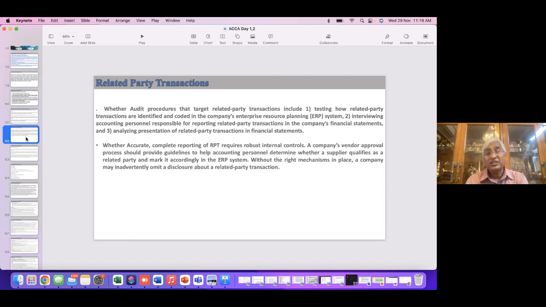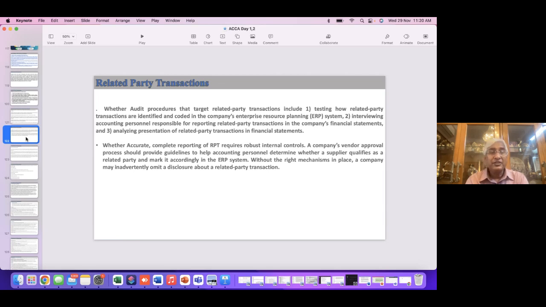Whether audit procedures that target related transactions include testing how related party transactions are identified and coded in the company's enterprise resource planning system. That means in the IT domain the company is using. If a party is already flagged as a related party, then that entity must be updated in the IT platform also, so that any time the transaction happens, it will give an automatic flag that this is a related party transaction.